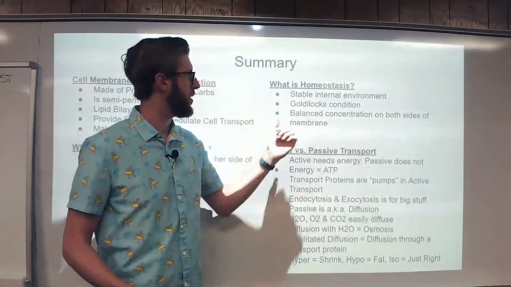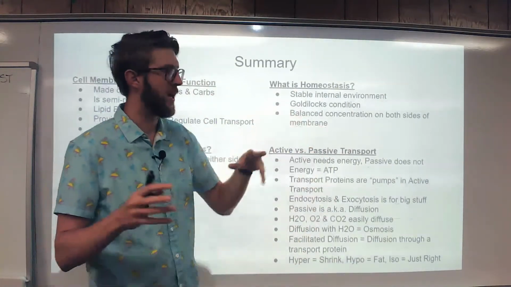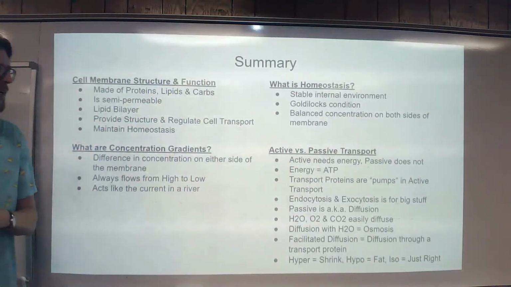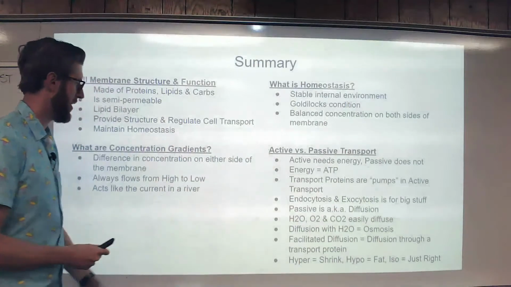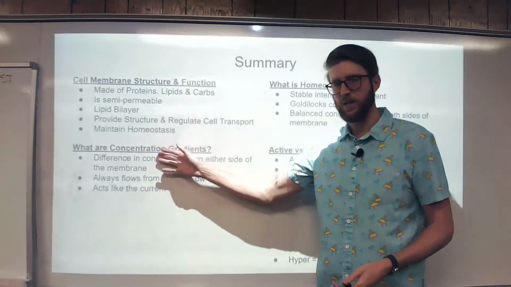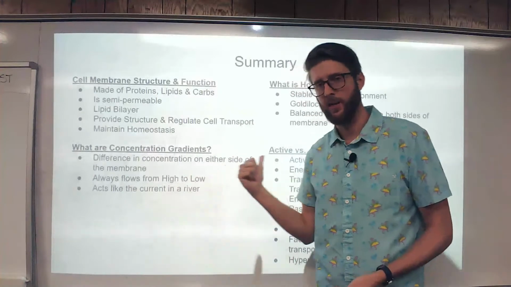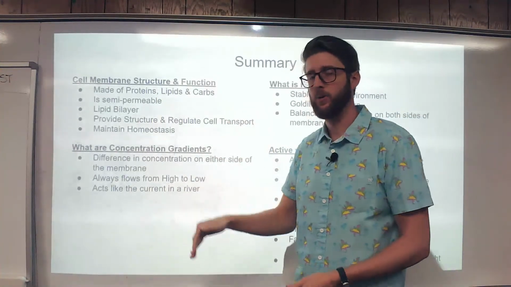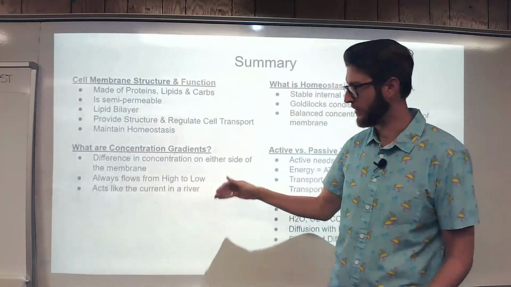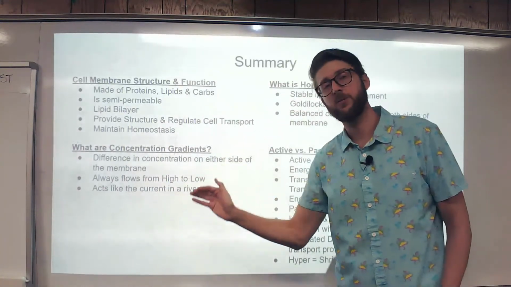And what does that mean though? To be just right, what it means is to have a balanced concentration on both sides of the membrane. Okay, so they want the same amount of stuff, or the same concentration of stuff, on the outside as the inside. If there's a difference in concentration between the outside and the inside of the cell, it creates what's called a gradient. The gradient could go from out to in or in to out, depending on where the high is and the low is. Remember, it always flows from high to low, and it acts like the current in a river. Okay, so whatever direction that current's going, that's the direction that stuff is going to want to go.